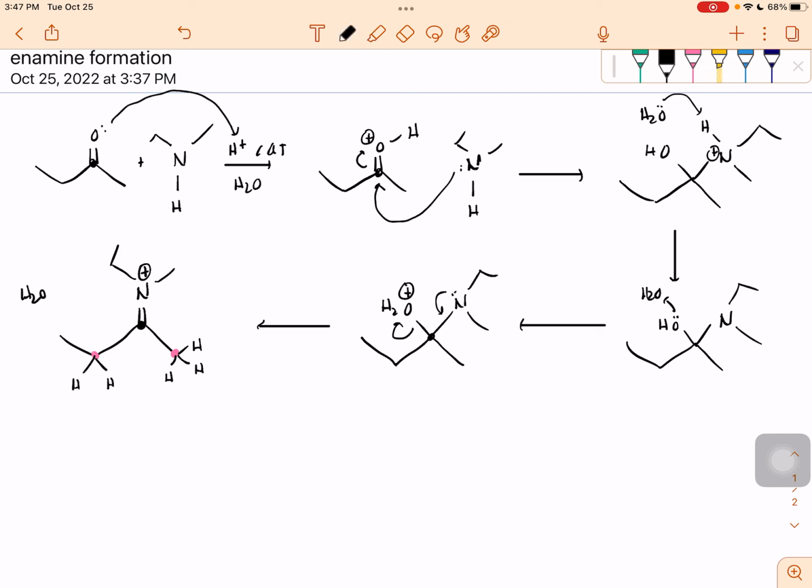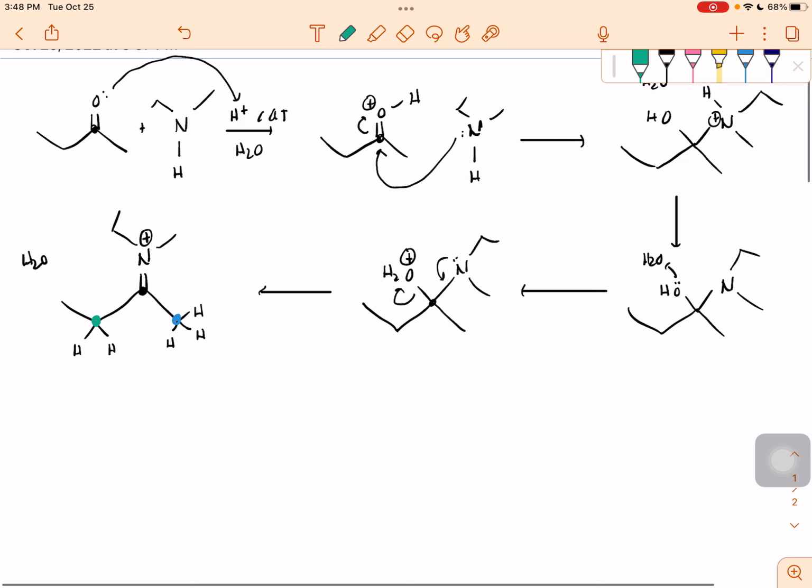So this part is a little bit tricky. I'm going to use different colors. So this is my green carbon, and this is my blue carbon. So let's say I took a hydrogen from my green carbon. How does that work? So something in my solution, probably water, is going to grab a hydrogen from that carbon, which causes these electrons in this bond to fold over and form a double bond here.